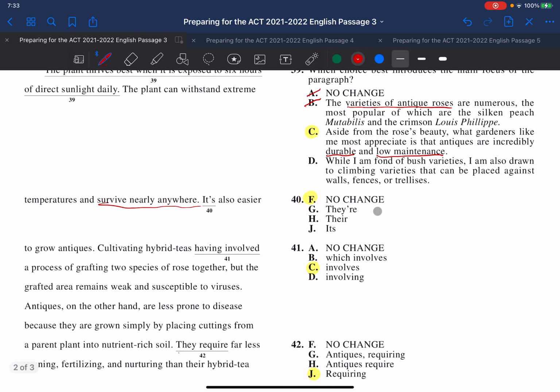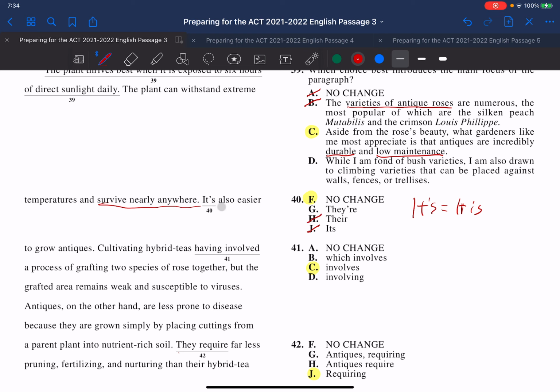Number 40. It is also easier to grow antiques. Now, the it's right here, that contraction is it is, not the it's possessive. So it's definitely not letter J, because we're not talking about possessing something.